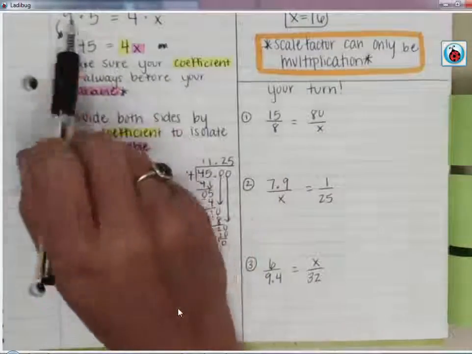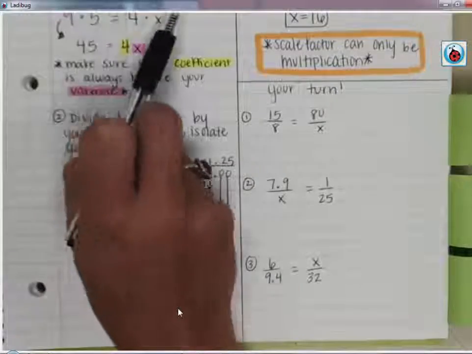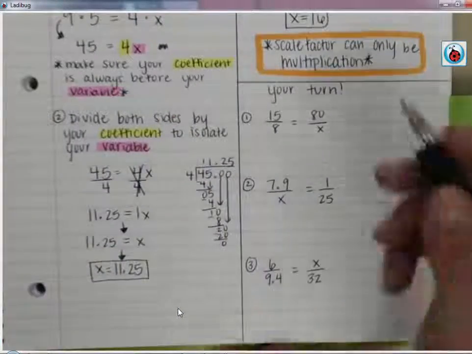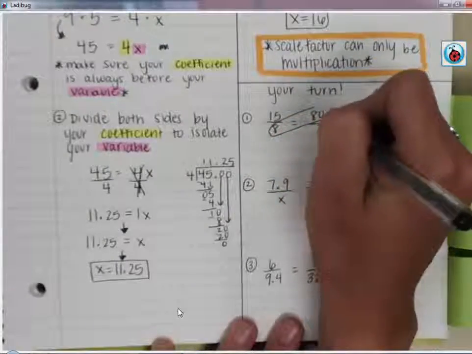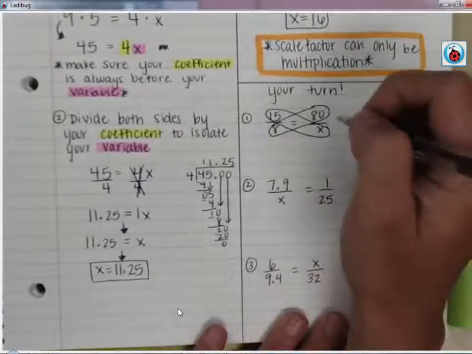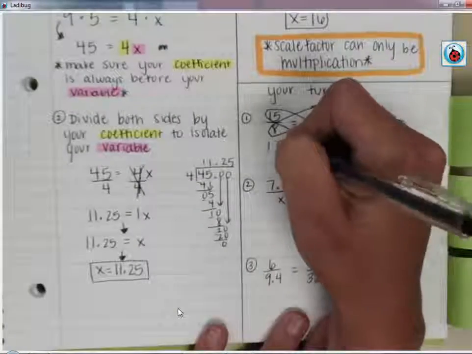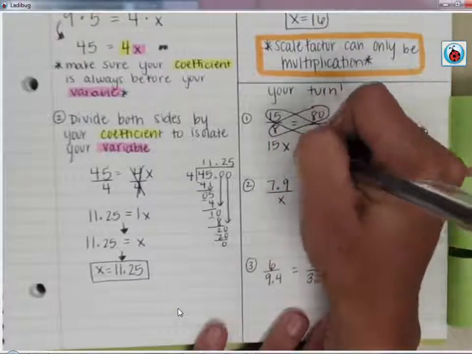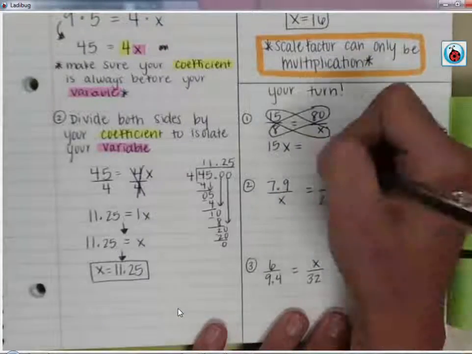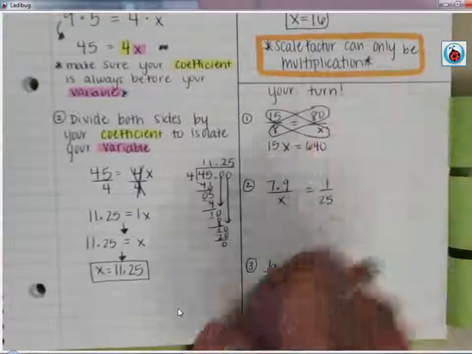Okay, my first step says to use cross products. You can't see what I just pointed at, but the first step is to use cross products. So products means to multiply, so I'm going to cross my numbers and multiply them together. So I'm going to have 15x is equal to 80 times 8. Now my mental math, I already know that is 640.